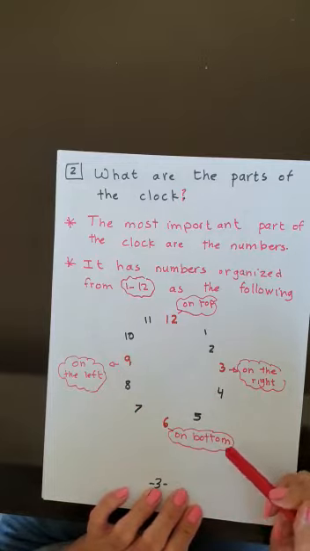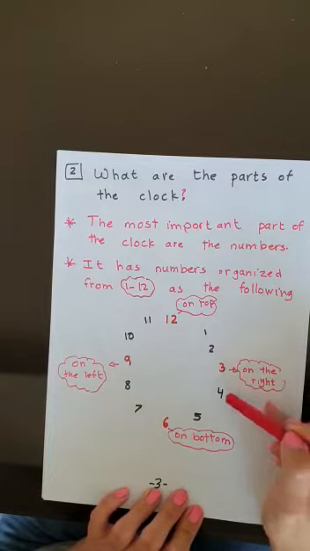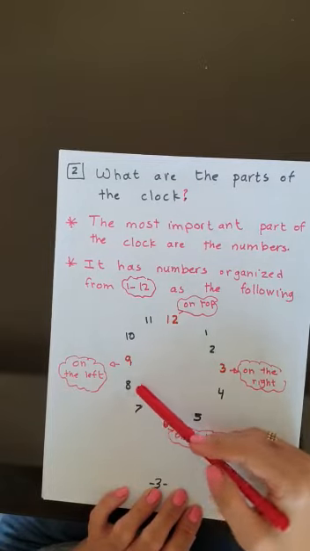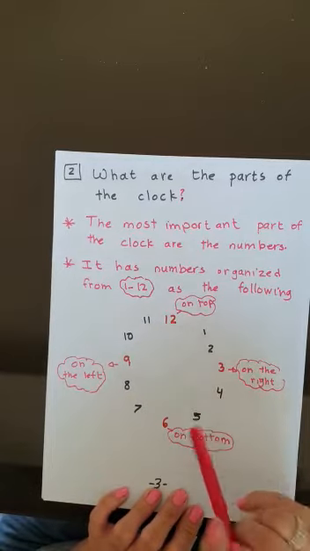Let's read the numbers together. 1, 2, 3, 4, 5, 6, 7, 8, 9, 10, 11, 12.